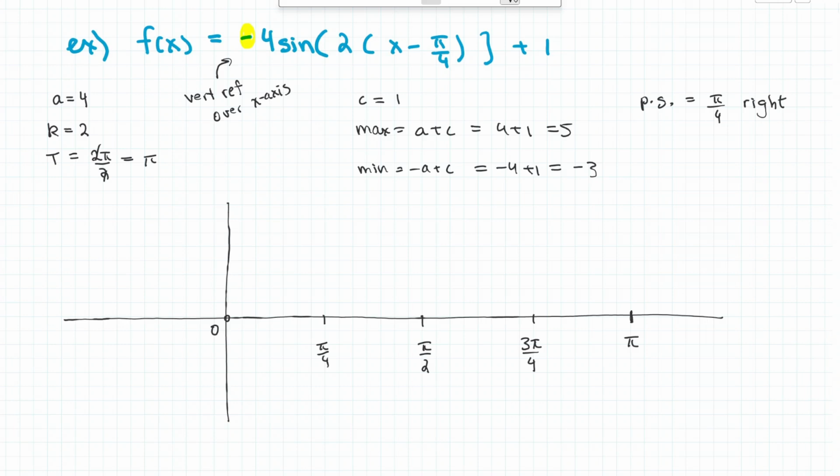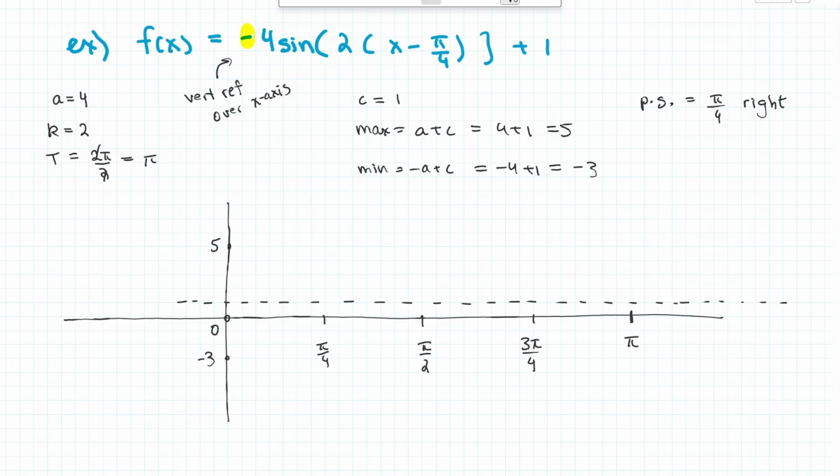The next thing I like to do is put our maximum and minimum value. So our maximum value here is going to be 5, and then our minimum value is going to be -3. And then I like to write what is our new axis. So we said our new axis is 1. So that means I just like writing a dotted line at this new axis because this is my new reference point.